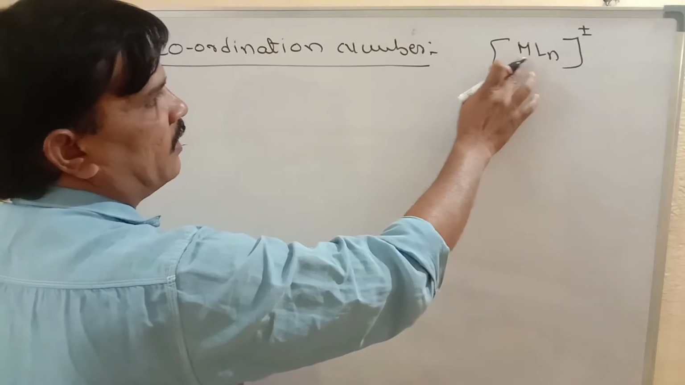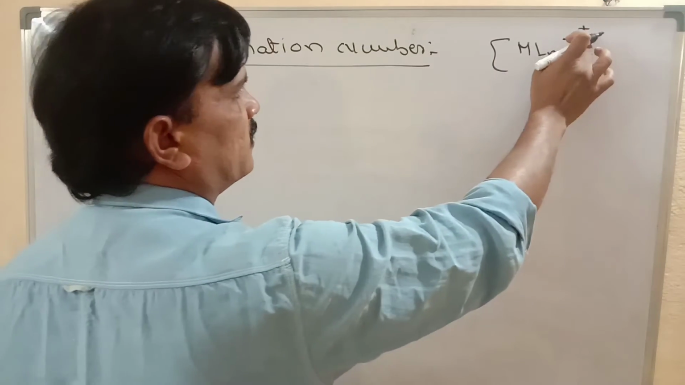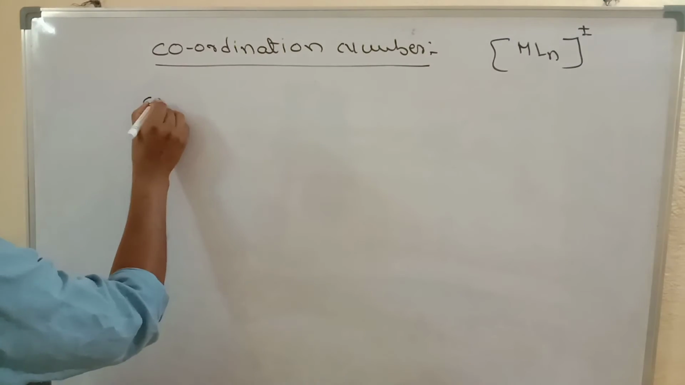Now this is the central metal atom, this is the ligand, this is the coordination number, and this is the positive or negative charge. Coordination number.